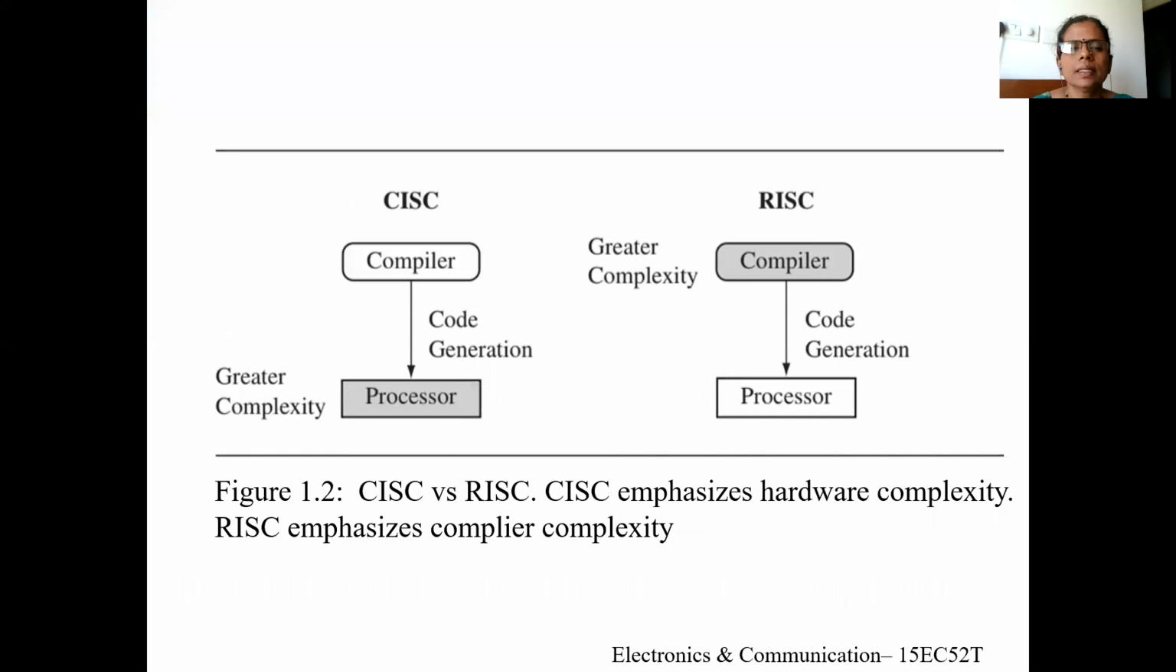You can see the diagram in this slide. I have given two diagrams, one for CISC and one for RISC. In CISC, the greater complexity is on the processor, you can see in the diagram. In RISC, the greater complexity is on the compiler. This is the main difference between CISC and RISC. So CISC emphasizes hardware complexity, whereas RISC emphasizes compiler complexity.